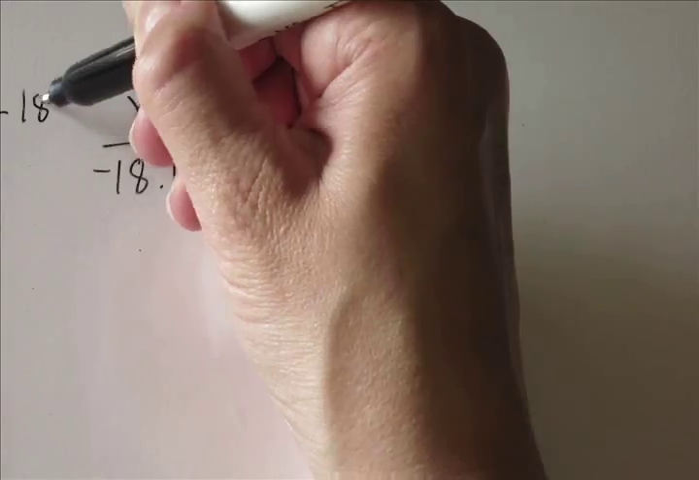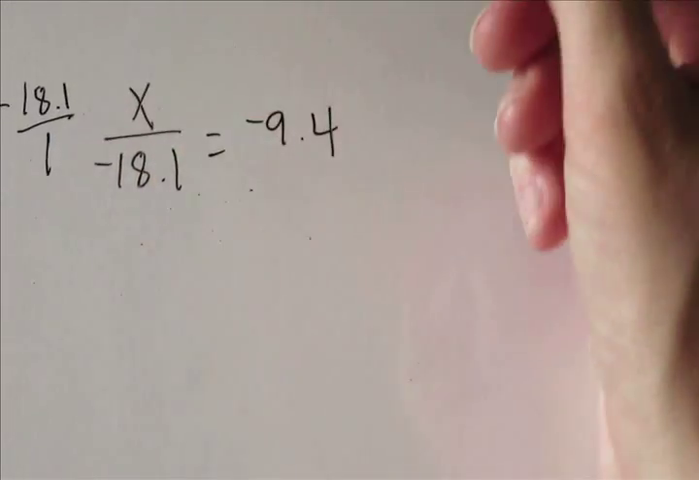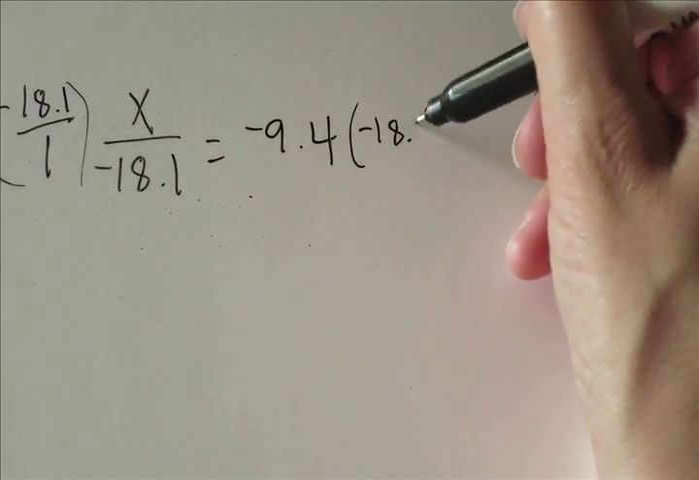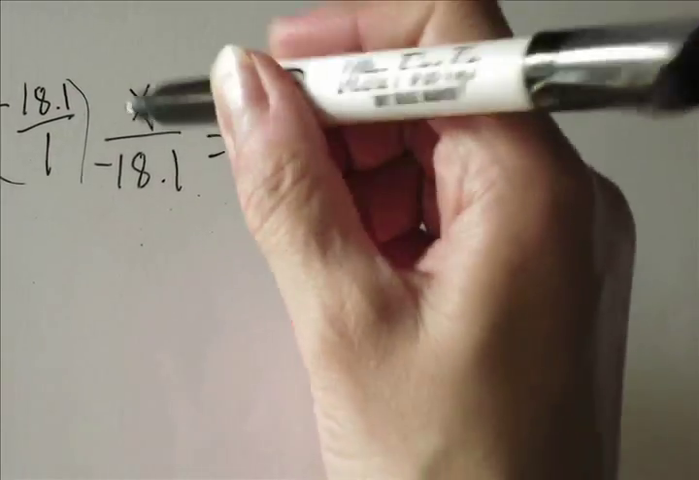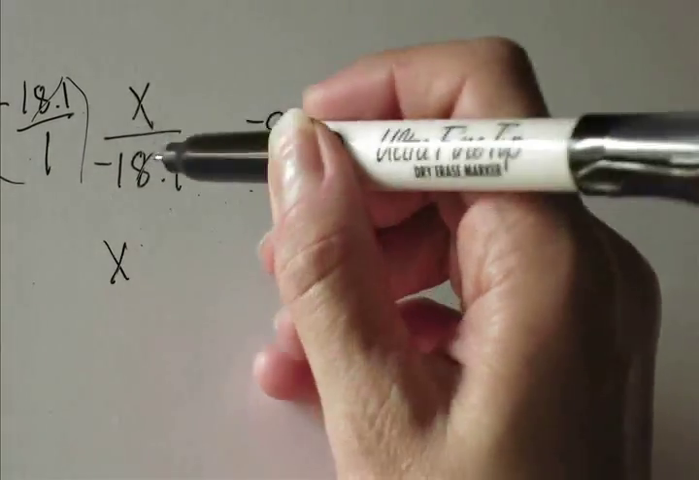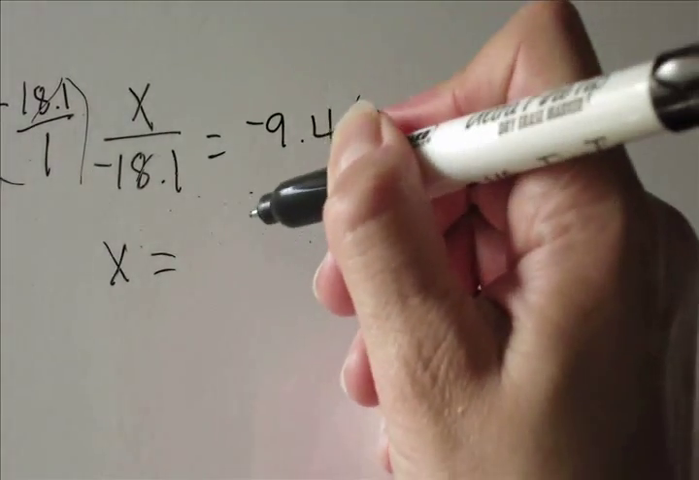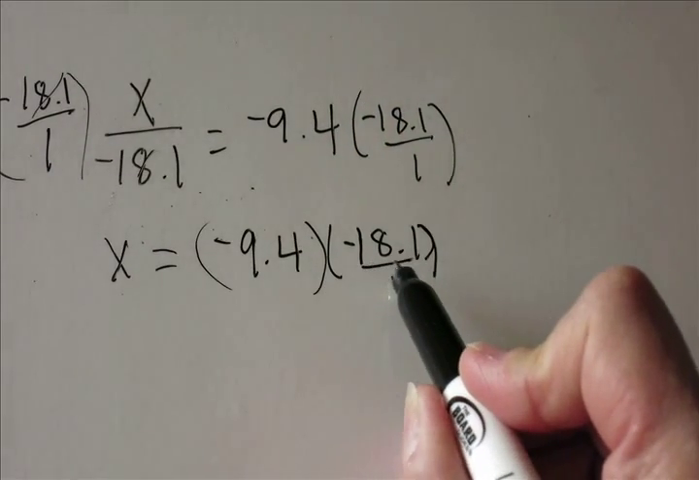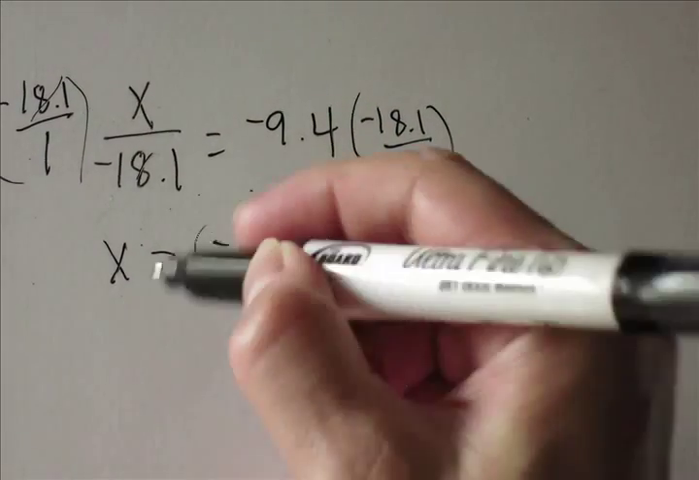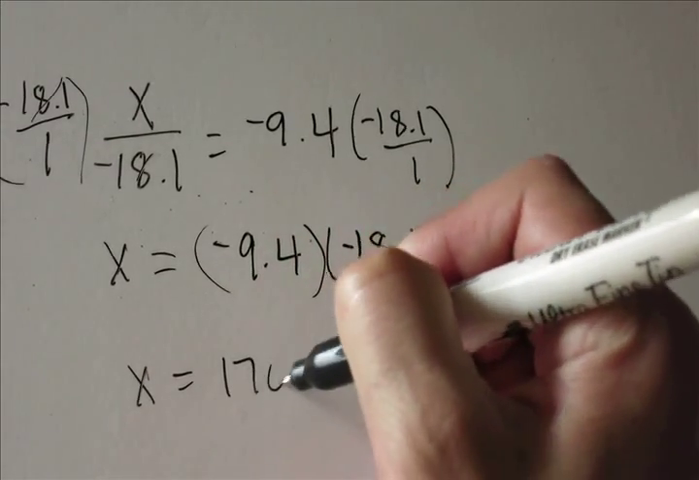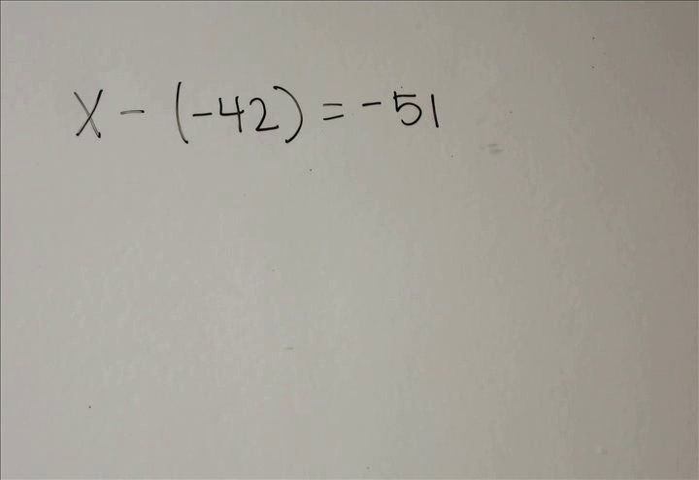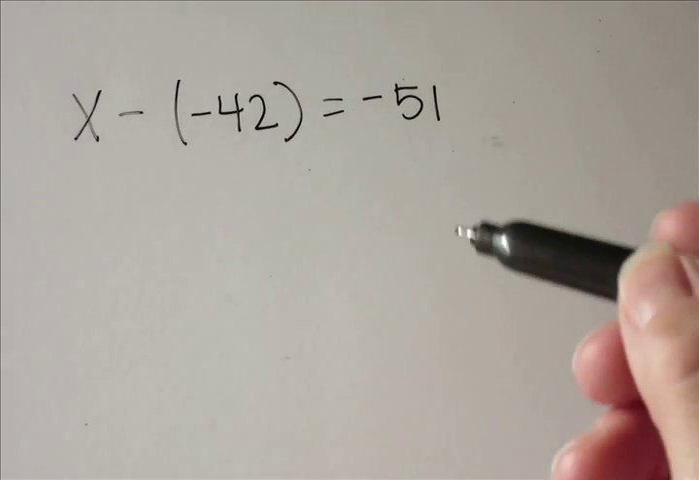The second approach, take negative 18.1 over 1, multiply that to each side. These cancel out, leaving you with x equals negative 9.4 times negative 18.1, which is still giving you 170.14.